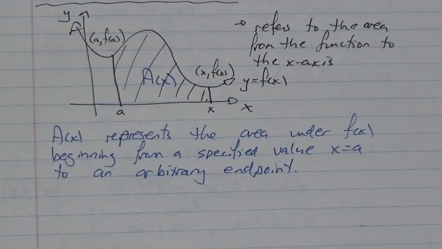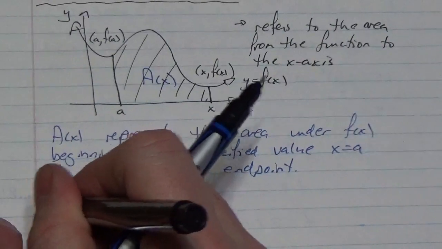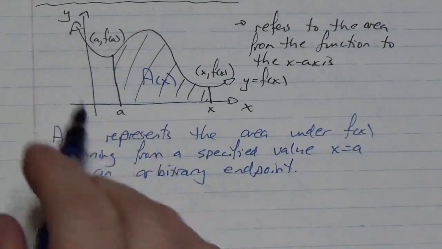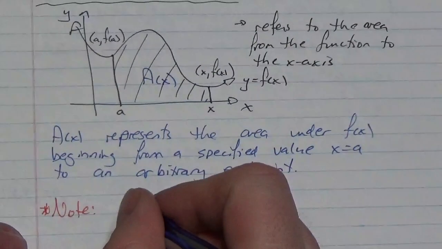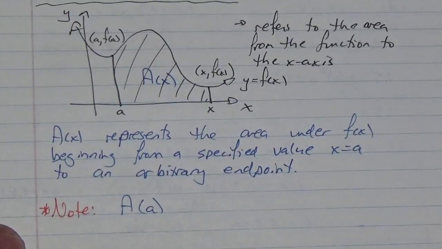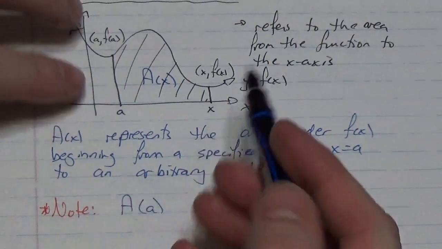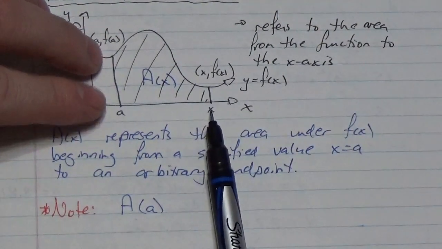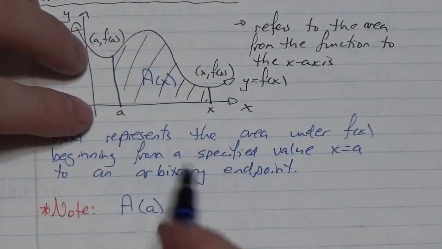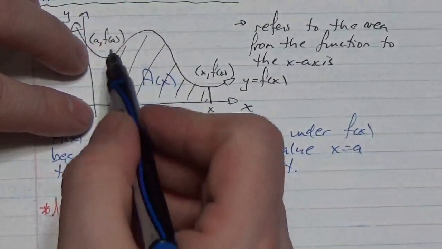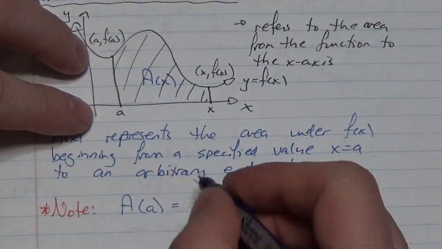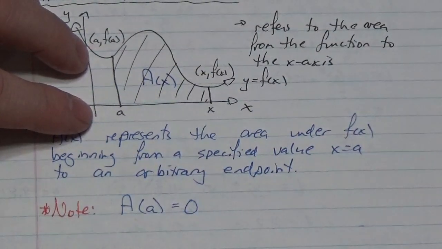Now, one little note before we move on: based on what I've just done, if I evaluate my area function at a, then I'm essentially describing a scenario where I take that x and move it right here to this value of a. So I'm really not getting an area, I'm just getting this little one-dimensional line segment there. So the area at a is going to be equal to 0.